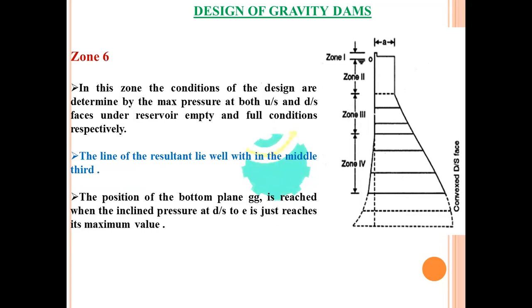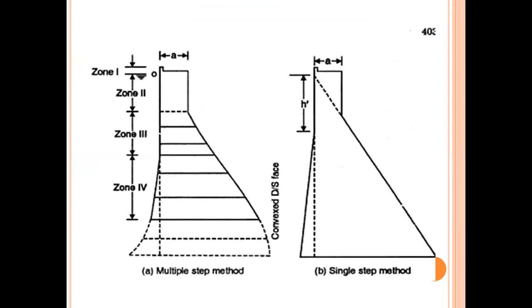Next, coming to zone 6. In this zone, the conditions of the design are determined by the maximum pressure, both upstream and downstream, in reservoir empty and full conditions respectively. The line of the resultant lies well within the middle third. The position of bottom plane GG is reached when the inclined pressure at downstream toe E just reaches its maximum value. So these are the design zones of a gravity dam.